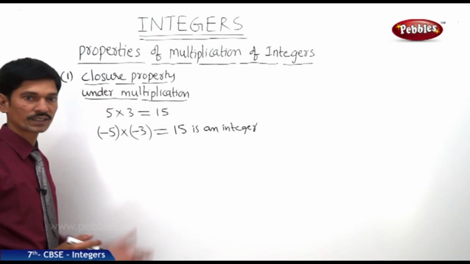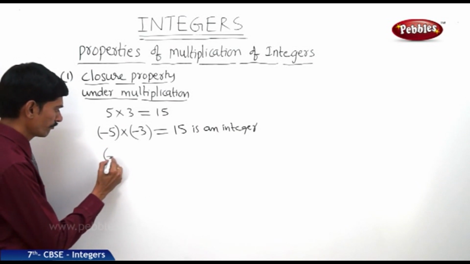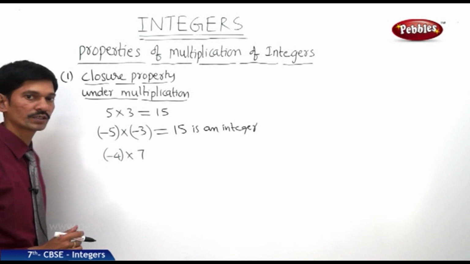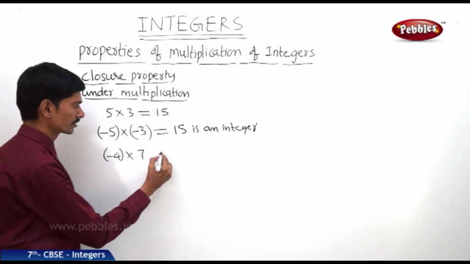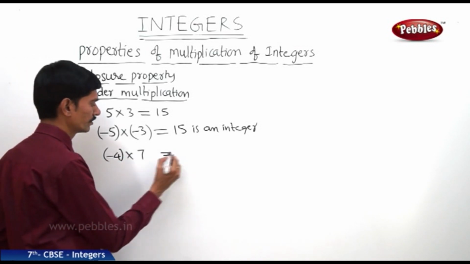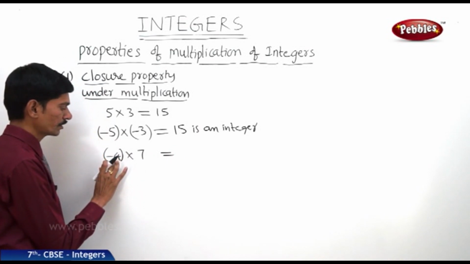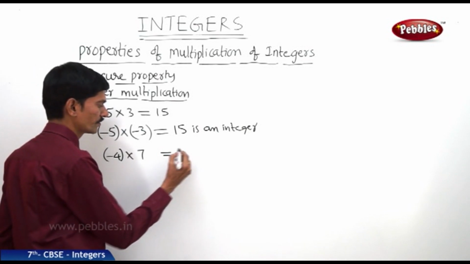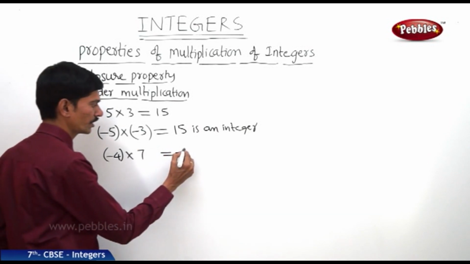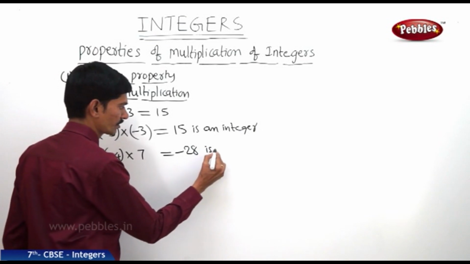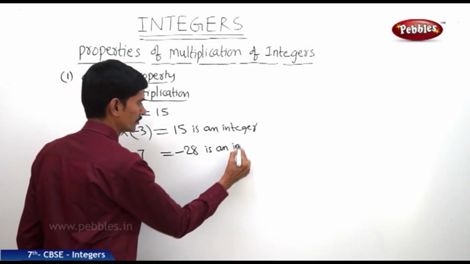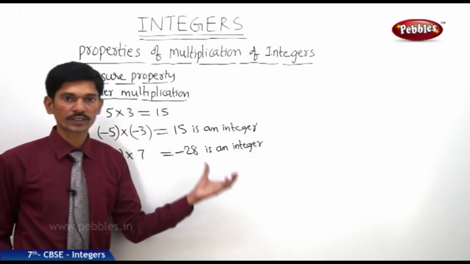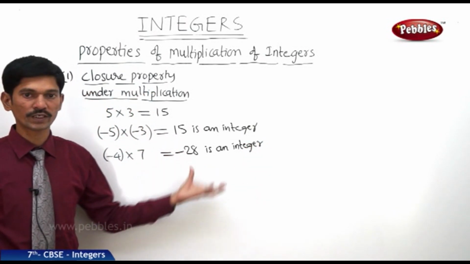Now let us take another example, minus 4 and 7. Here minus 4 and 7 are any two integers. What is their product? Minus 4 into 7. The product of a negative integer and a positive integer is always a negative integer, so minus, and 4 7s are 28, is an integer. So we can observe that the product of any two integers is also an integer.